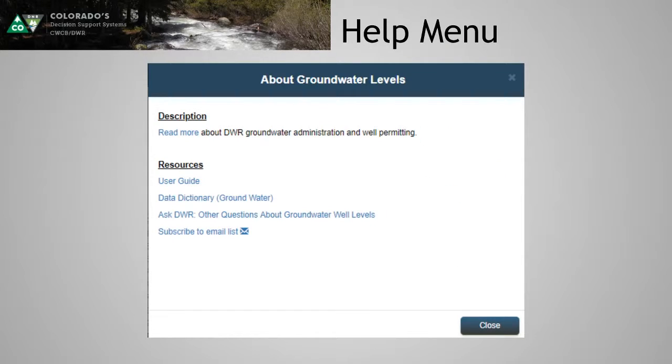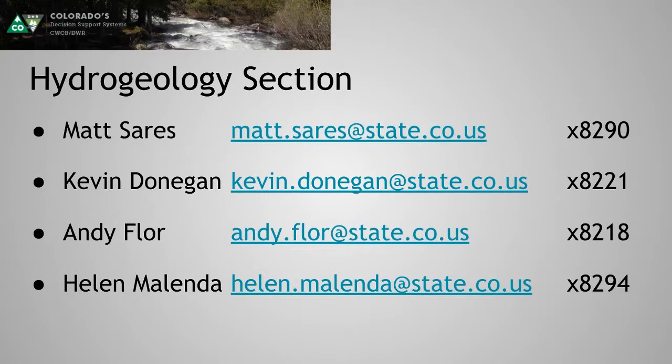Of course, there's a help menu. The data dictionary explains what some of these columns are, and then Ask DWR is a good way to get in contact with us if you need extra water level data. And if you want specific contact info, feel free to reach out to us. I'm Kevin. Andy's going to speak to you next, and Matt Sayers and Helen Melenda are our other hydrogeologists, and the four of us do most of the water level measurements and prepare these reports. Any quick questions before we get into geophysical logs?